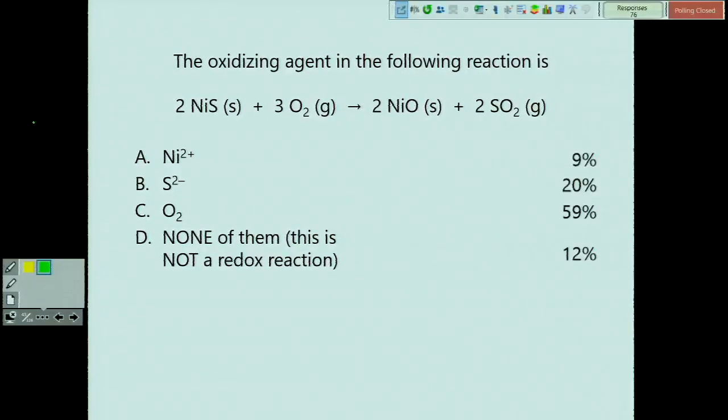Okay, the answer is? The answer is oxygen. Anything that reacts with oxygen, oxygen is the oxidizing agent. Okay? You can take that one to the bank. Now, what is getting reduced? So the oxygen is getting reduced because it's the oxidizing agent. What is getting oxidized?